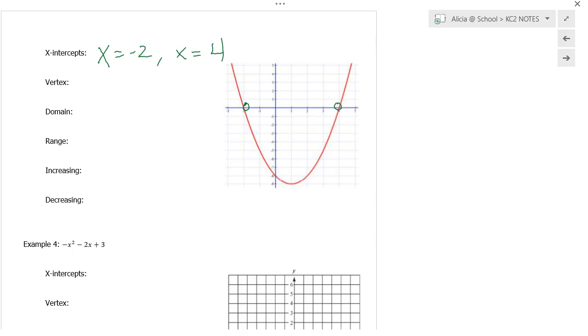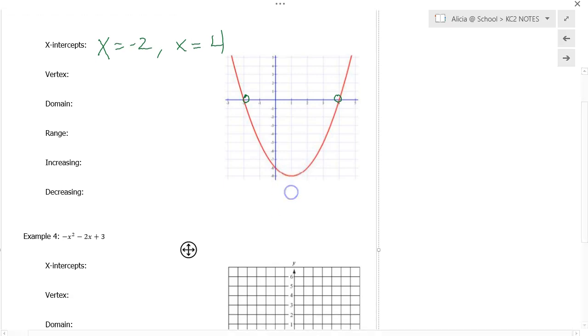Our vertex point. This right here is our minimum. So that minimum value is going to be at (1, -9).